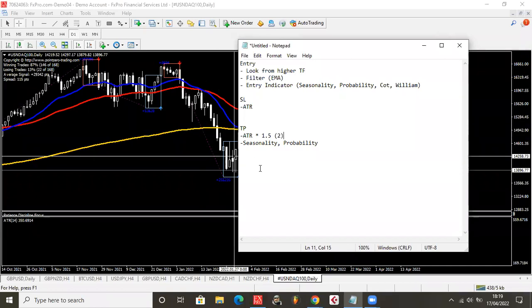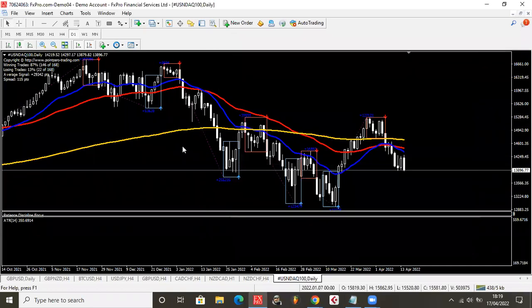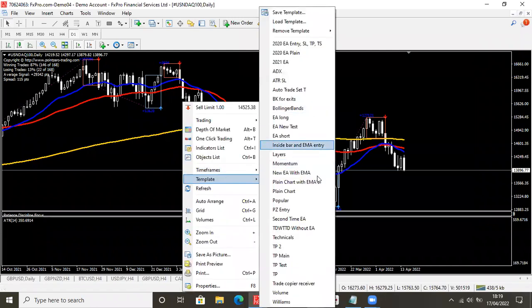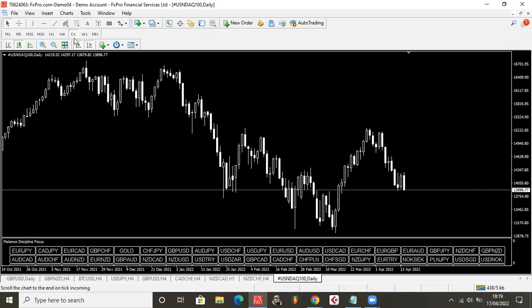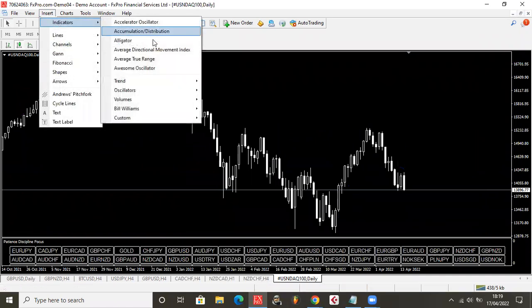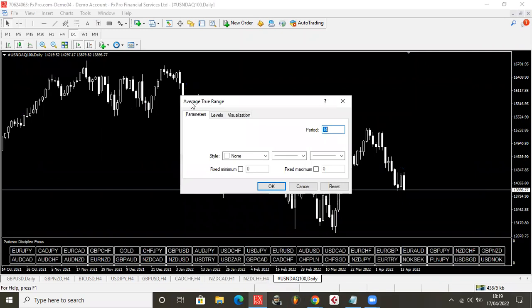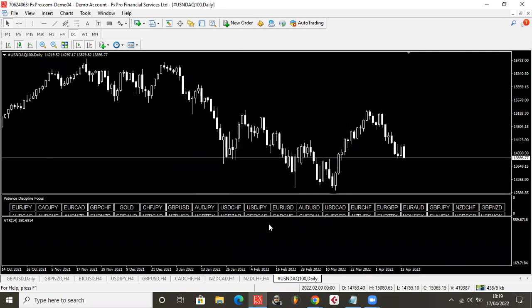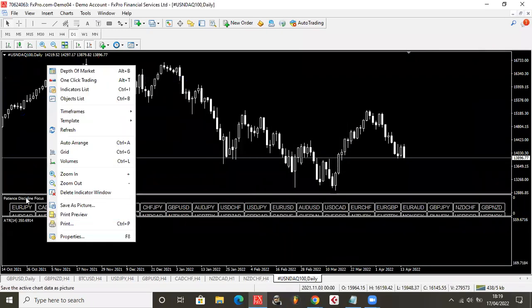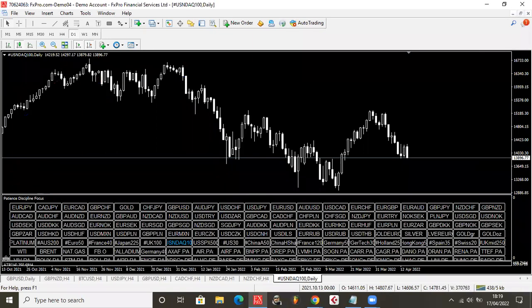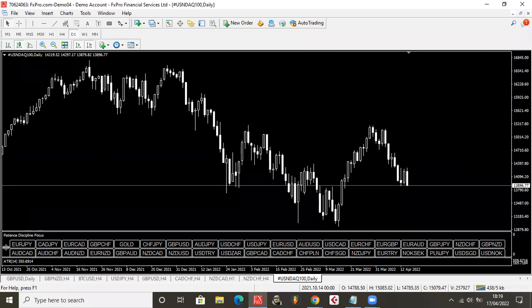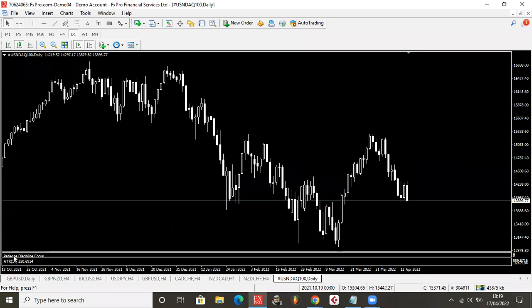Now, ATR is the average true range, and let me explain it for you. I'm just going to quickly delete all of this from the plain chart. So with ATR, it's the average true range. Now, for mathematical people or people that are not so good with mathematics, it doesn't matter. ATR is the average true range in 14 days.